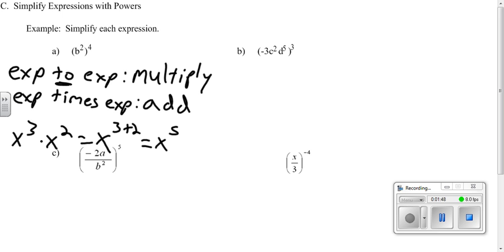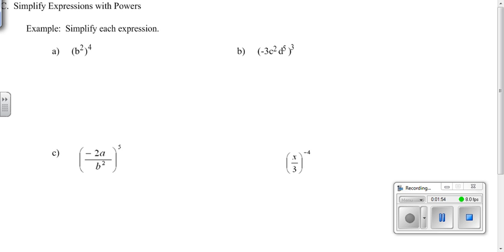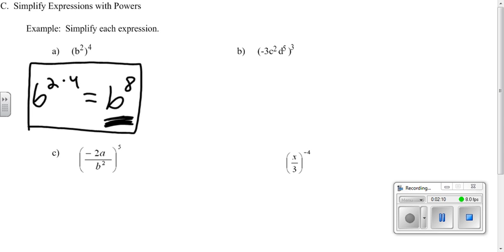Exponent to an exponent means multiply. So on this one, our b to the second power being taken to the fourth power means b to the 2 times 4, which means that it is b to the 8th, which was the same answer we found longhand, but just done in a much cleaner fashion.